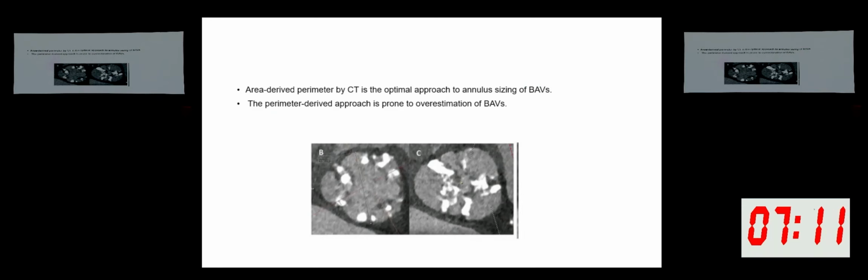Always very careful. And for bicuspid aortic valves, the perimeter derived approach, which is generally used routinely for the TAVR, will overestimate. So area derived perimeter will be very optimal for assessment of the bicuspid aortic valve. So why is it challenging? Larger annulus generally with the bicuspid aortic valve, severe and asymmetric leaflet calcification, presence of the calcific raphe and concomitant aortopathy.